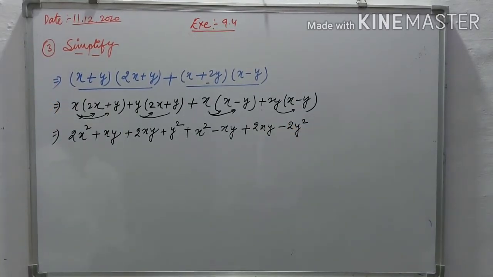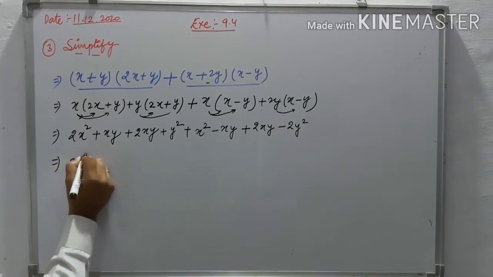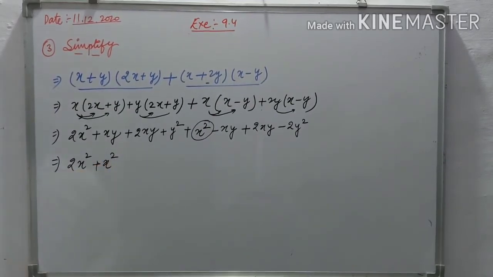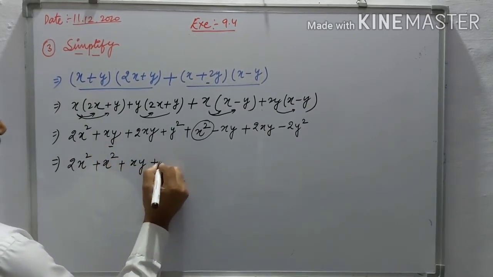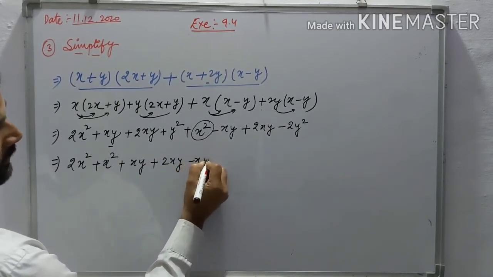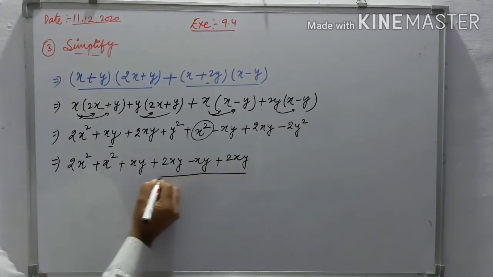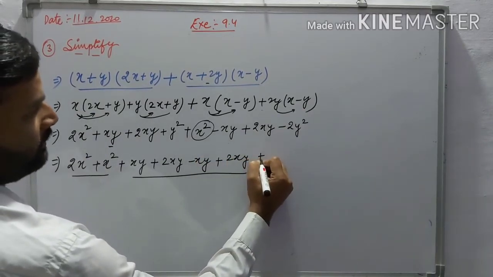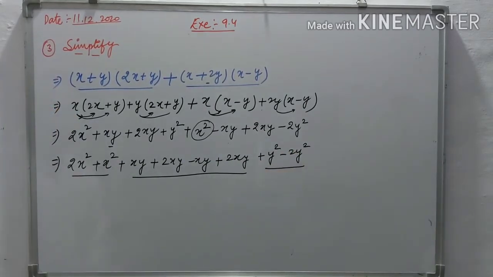Okay, and find the like terms. Like terms will continue: that 2x square, where is the x square? This is the x square, plus x square, plus second is xy plus 2xy, because they are like terms. Here minus xy, the like terms, and plus 2xy, the four terms are like terms. There are 2x like terms, and plus y square minus 2y square is a like term.